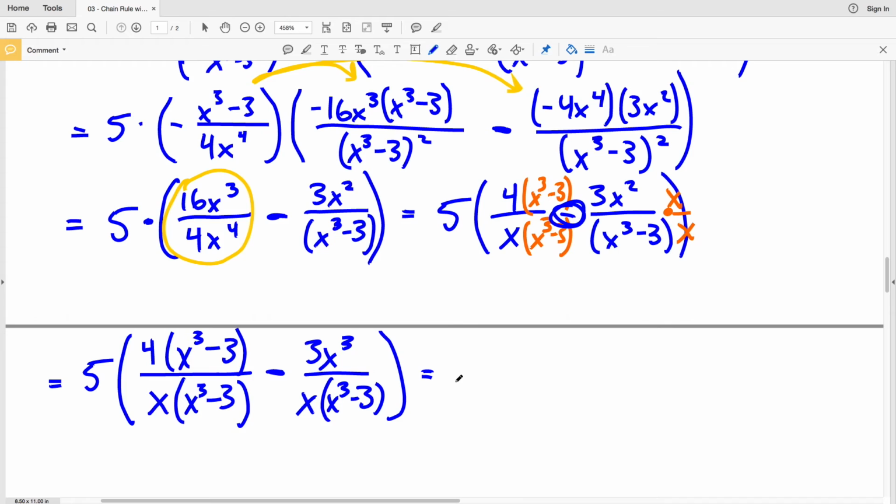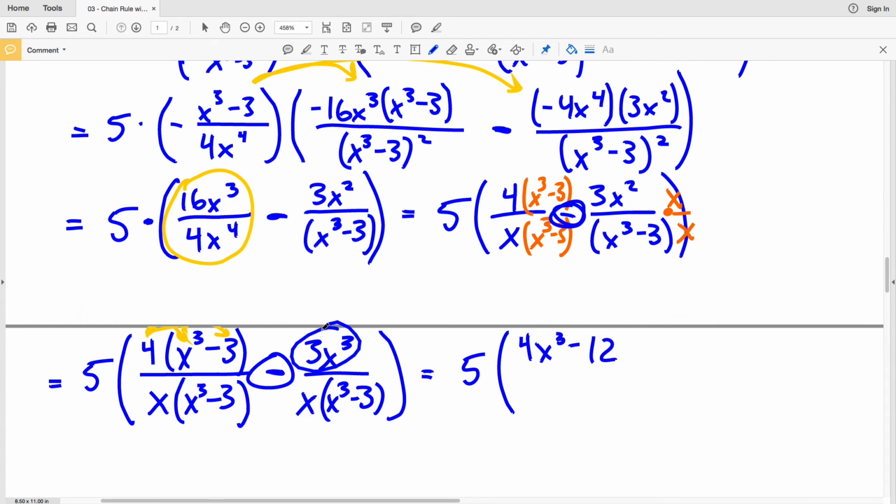Now you can see I'll be able to simplify. So this will be 5 times 4x cubed minus 3. I'll distribute the 4 to x cubed and to 3. So that will be 4x cubed minus 4 times 3 is 12, so minus 12.